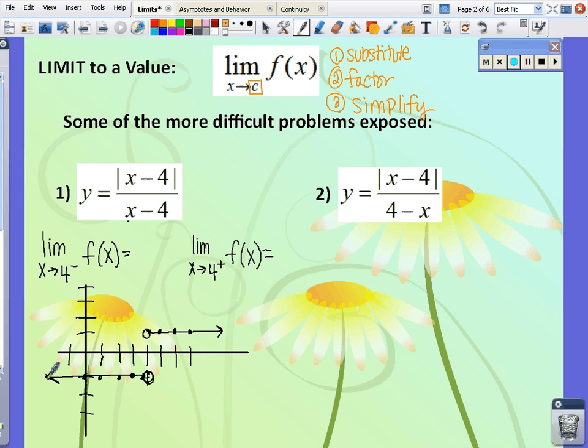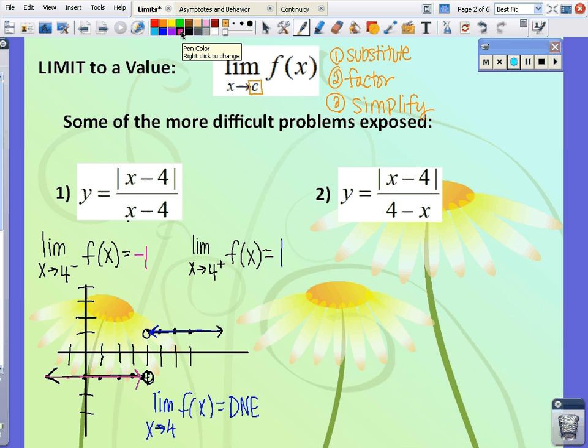And so you can see by looking at the graph, the limit as x approaches 4 from the left side goes to negative 1. But as x approaches 4 from the right side, we approach a value of 1. So the limit as x approaches 4 of f of x does not exist. But if I asked you a limit anywhere else, even if it was 4.1, the limit would exist.